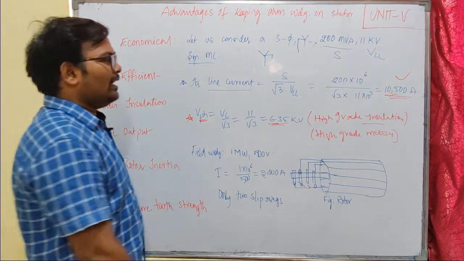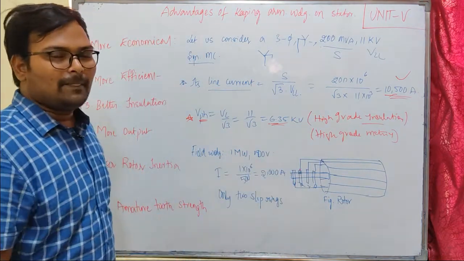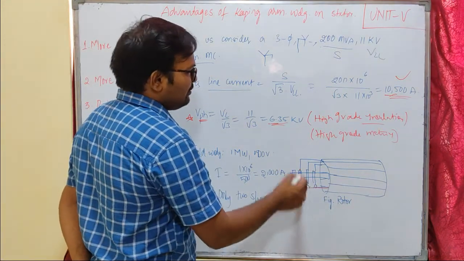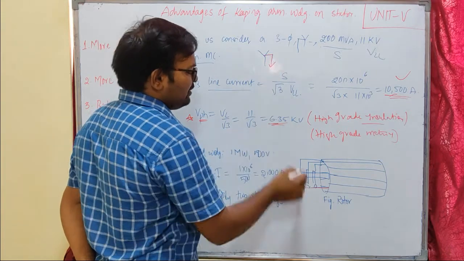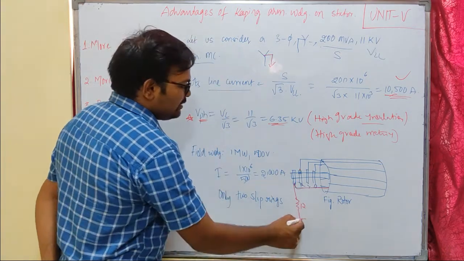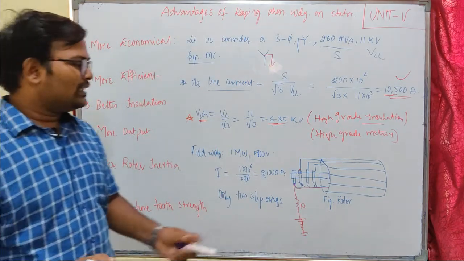Having high grade material of insulation and high grade material of slip rings, the cost of the machine will increase. And you have to bring out the star point between the windings and ground it through a resistor. There should be a grounding metal and that should be grounded using a resistor, and this will increase the cost of the machine.